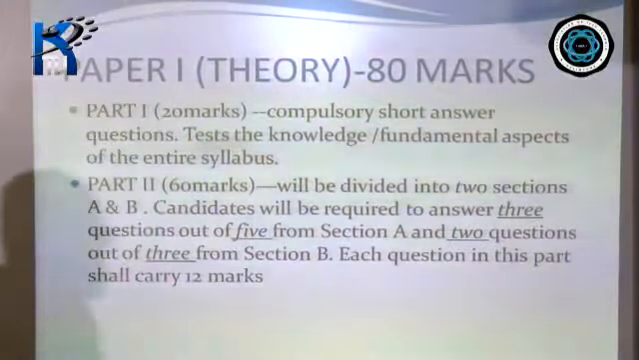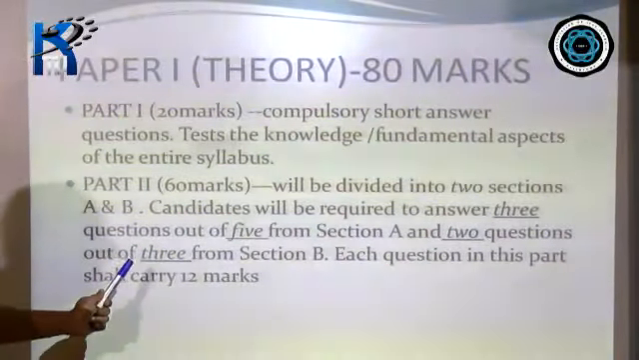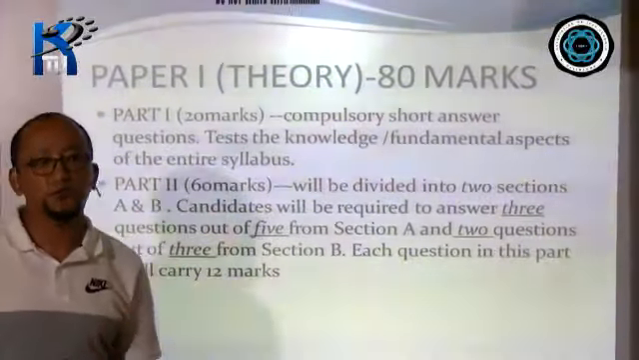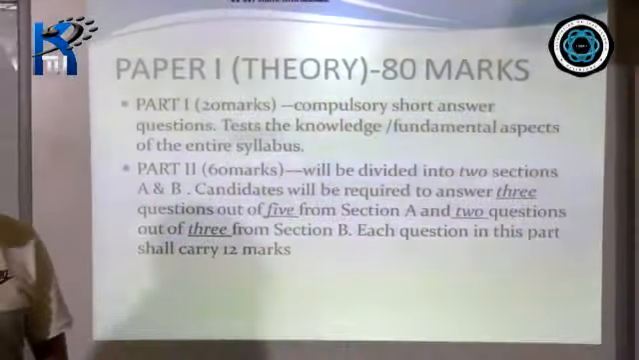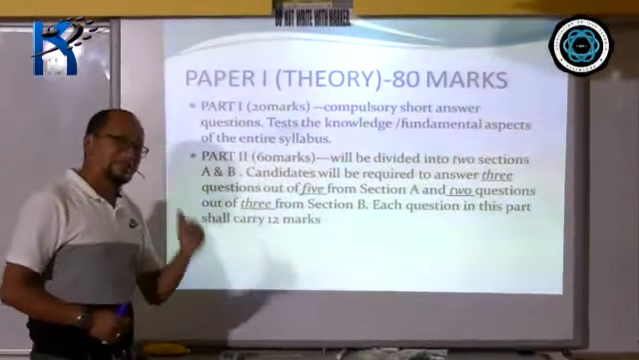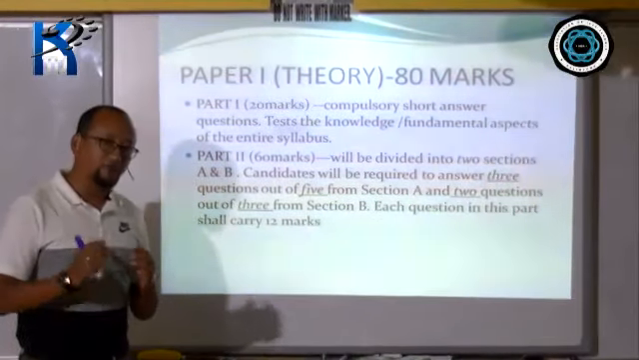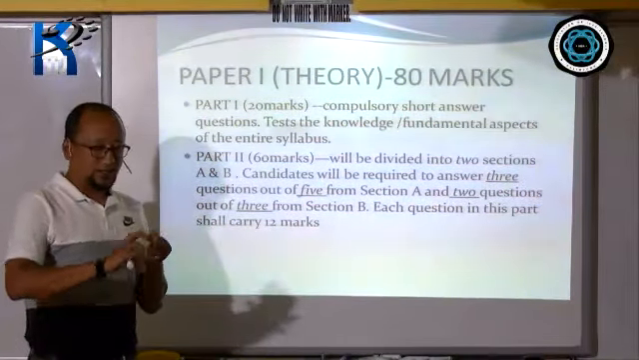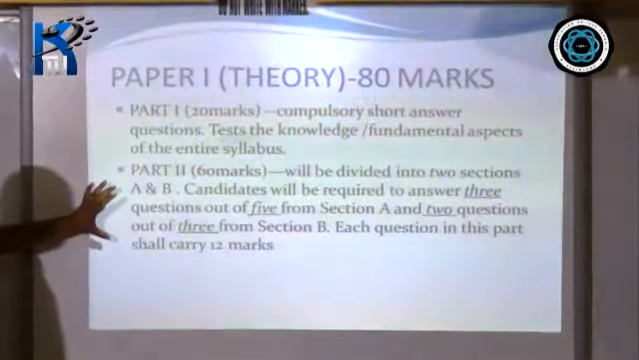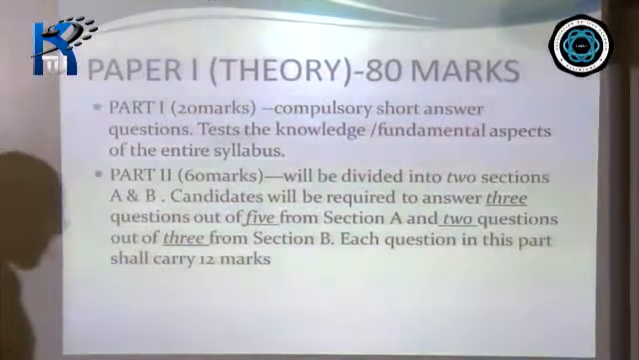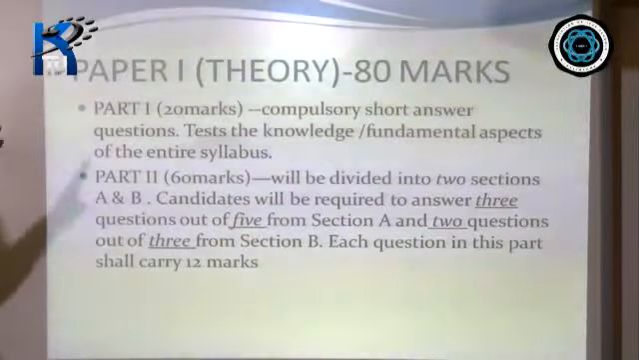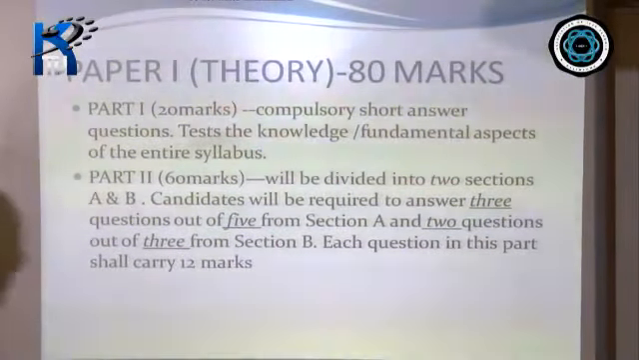And in Section B, you'll be having, see here, 3 questions, and you'll be doing 2. So in total, taking 3 from Section A and 2 from Section B, you shall be doing 5 questions, and 5 questions will fetch you 60 marks. 5 into 12. Every question shall have 2 parts, 6 marks each. All right? So 60 in part 2, 20 in part 1. That makes it 80. 80 marks as in theory, and 20 marks as in project.